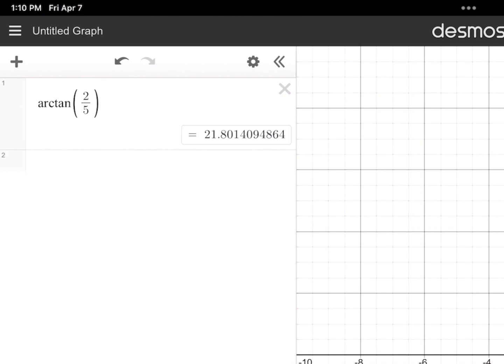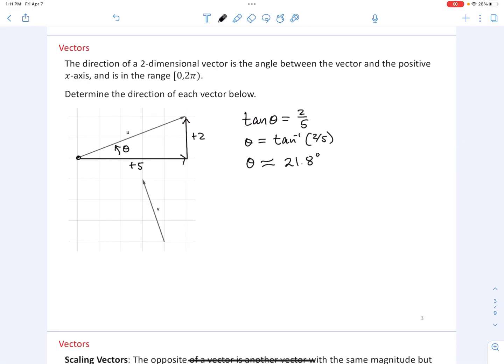And let's go ahead and give it an answer rounded to the nearest tenth, so to 1 decimal place. So this would be 21.8 approximately degrees. And we want to make sure we give an answer that's in this interval. Now this interval is mentioned in radians, but in degrees it would be 0 degrees up to 360 degrees.